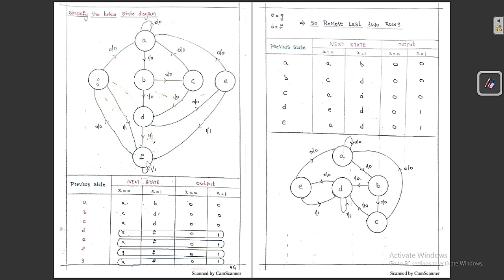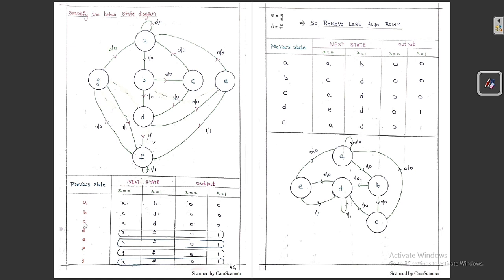Similarly from F, if I give input x is equal to 0, then I am going to state G with an output of 0. If I give input x is equal to 1, then I am in the same state F with an output of 1. But here, for G, suppose if I give input x is equal to 0, then I am going to move to state A with an output of 0. If I give an input x is equal to 1, then I am going to move to state F with an output of 1.